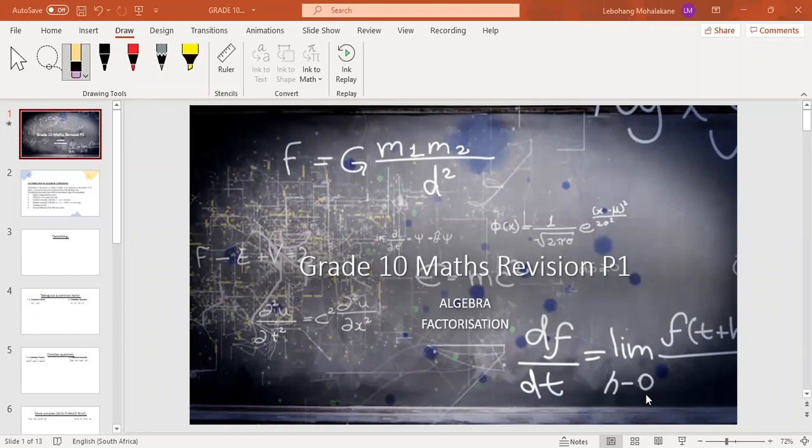Welcome to the revision for paper 1. So today we'll be focusing on algebra factorization. We're going to look at all the concepts that cover factorization, all types of questions for factorization.